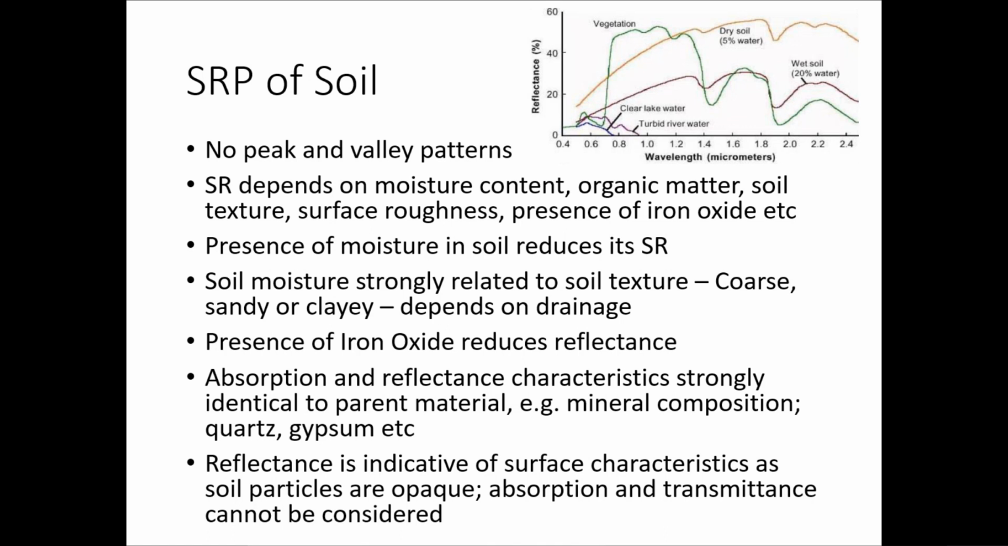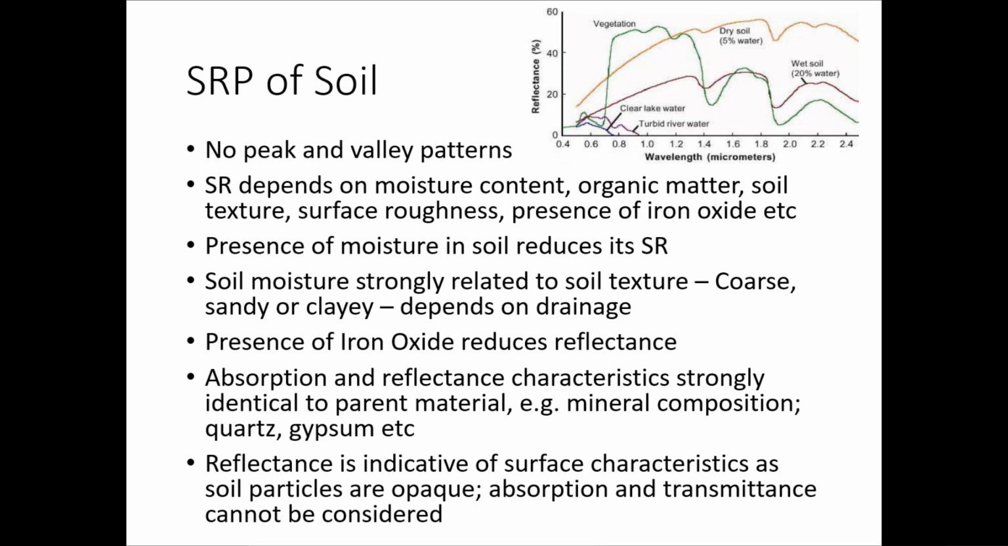So again, as we already mentioned, the spectral reflectance pattern depends upon moisture content, organic matter content, presence of iron oxide, soil texture and surface roughness. So of course, when there is large moisture content, its spectral reflectance drops at longer wavelengths, right? In all wavelengths, it drops a bit, but at those particular atmospheric windows, you can see there is a larger drop, right?